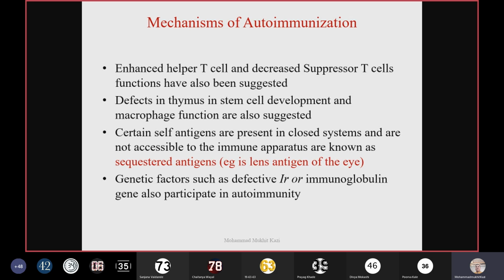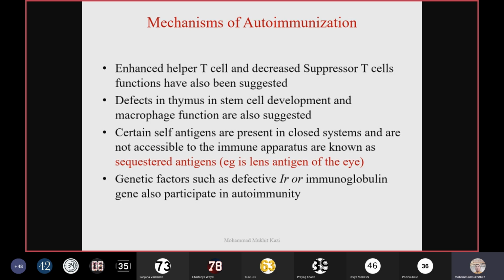Similarly, sperms are also a closed system. The sperms are not exposed to the circulating system. We have learned in mumps that there is orchitis. I have told you this complication of mumps infection, which is infection of the testis. What happens is that the sperms come out of the testis and enter the circulatory system. They are not exposed at all, so our immune cells start recognizing them as non-self and start producing antibodies against the sperm, and the sperm get damaged. This is also one of the examples we learned in mumps in the last lecture.